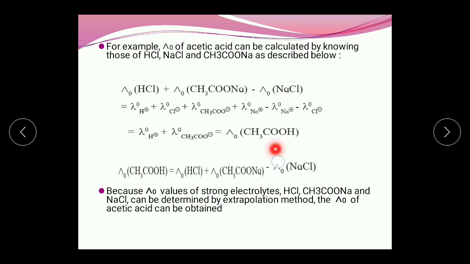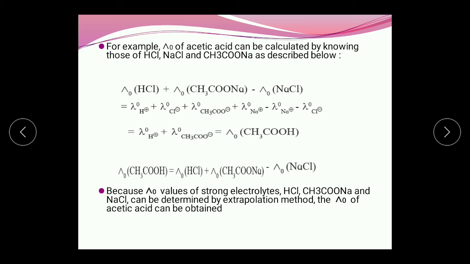Actually, we can't find the value of this directly. But as we know all the values of these three, we can calculate it using this method. And by using this formula, the conductivity at infinite dilution of a weak electrolyte can be calculated. The lambda values of the strong electrolytes HCl, CH3COONa and NaCl, as we know, can be determined by the extrapolation method, and the lambda 0 value of acetic acid can be calculated using this formula. So this is the application of Kohlrausch law.